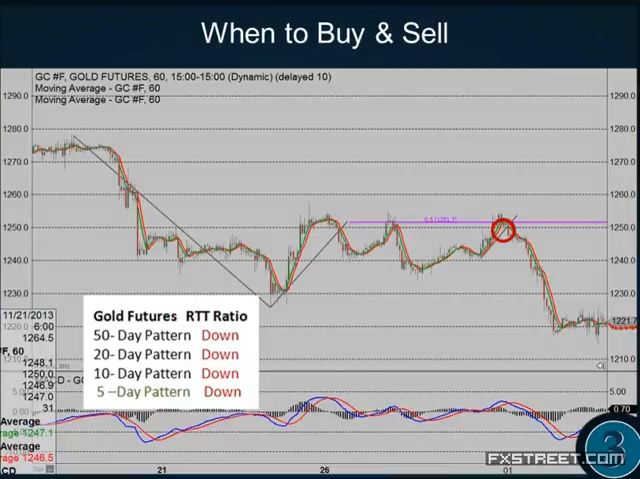Gold bulls are the most stubborn people in the world. You can beat that market like a dog now because they'll never tire from buying gold. So gold's a great trading market when you have the majority patterns down.